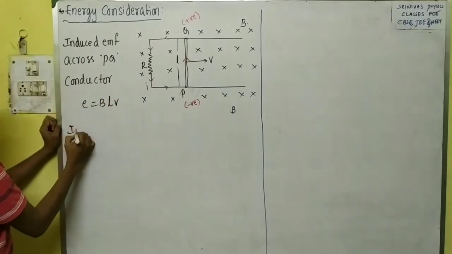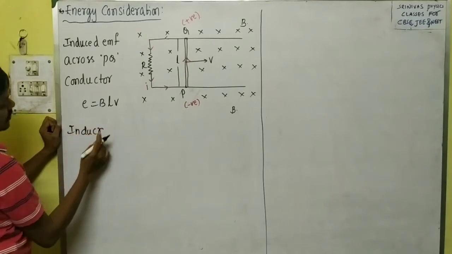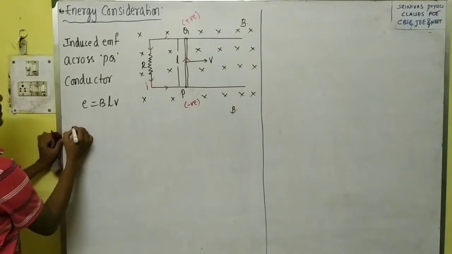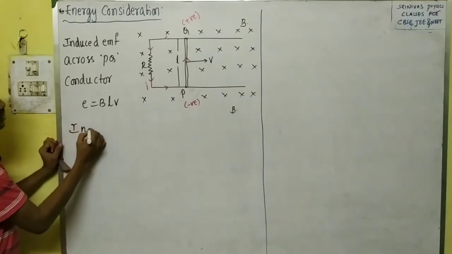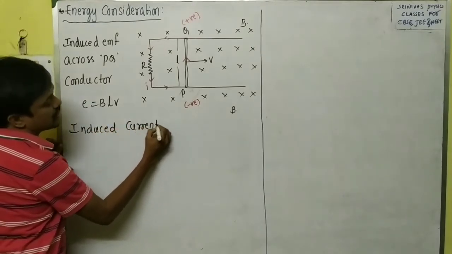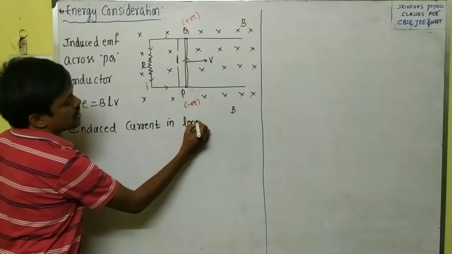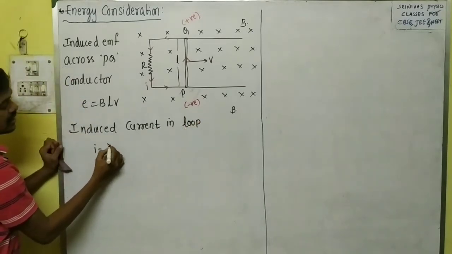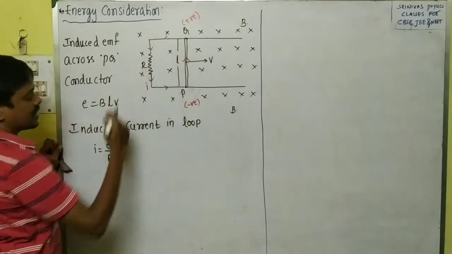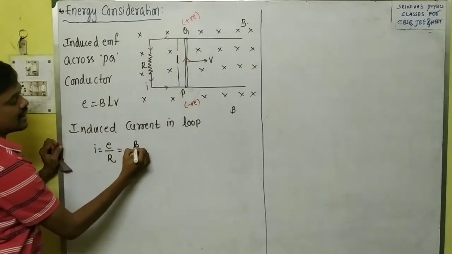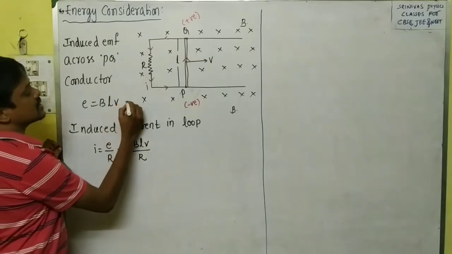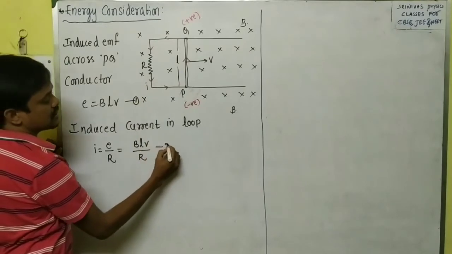And the induced current in the loop, right? What is the induced current in the loop? Its formula: induced current is equal to EMF by resistance. The total resistance of this loop we can take as R. Then we write it as BLV by R. Okay, right? This is equation 1 and this is equation 2.